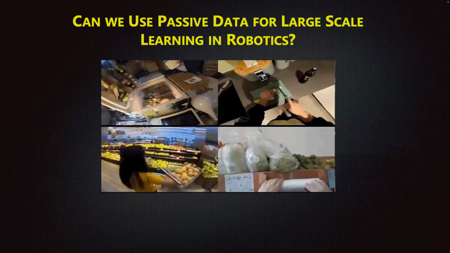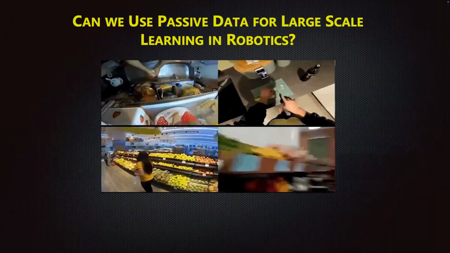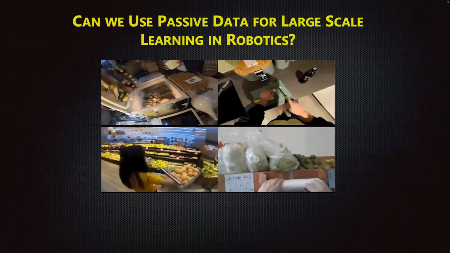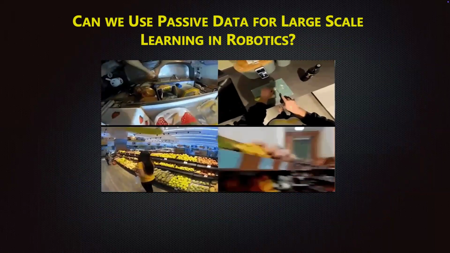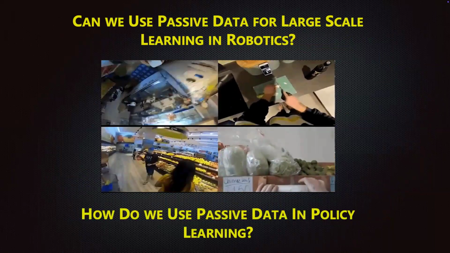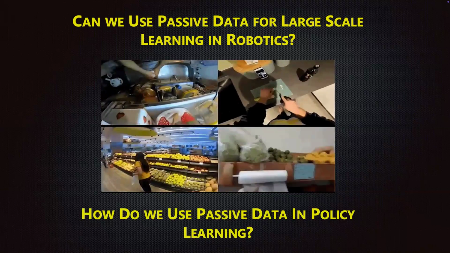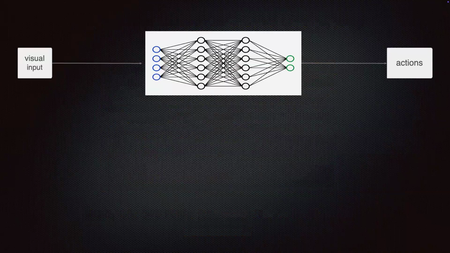So in this talk, I want to explore how we can use passive data, the videos on the web, the images on the web, to basically scale up robotics, large-scale learning in robotics. And so the question I want to investigate is how do we use passive data in policy learning itself? Now, to understand that, let's take a step back and see what policy learning involves. So if we are trying to learn a robotics foundation model, our goal is, given the pixels as input, we want to predict actions, like what actions should the robot take given those pixels.